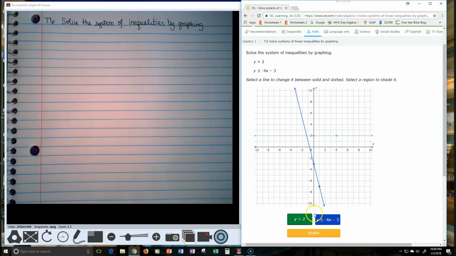And now this is where we start comparing. Y greater than 2. So everything up here would be shaded. And then y is less than or equal to this line. So everything below this line would be shaded. So it has to be above this dotted line, but below the blue line. So the area that we would shade would be right here.